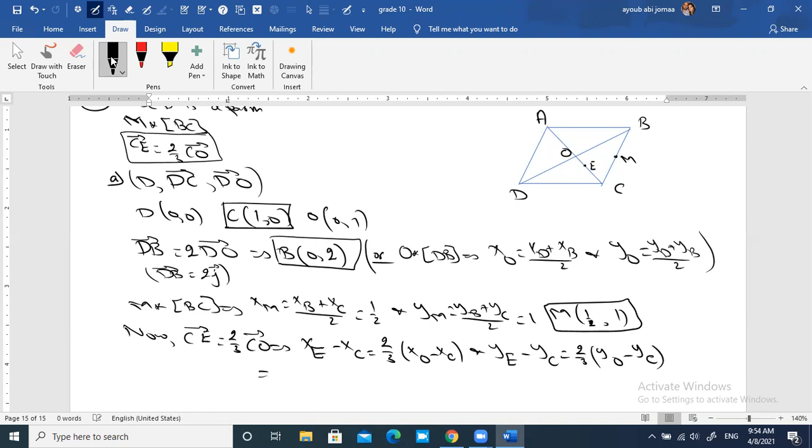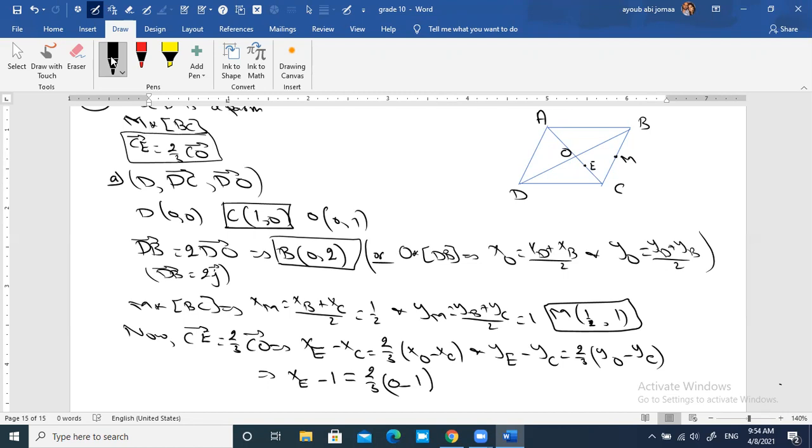Then X of E minus X of C, which is 1, equals 2 over 3 X of O, which is 0, minus X of C, which is 1.